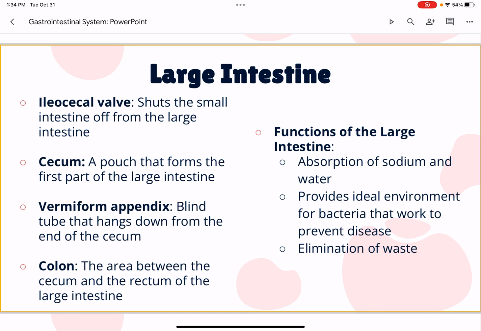On the left side of the abdomen, the descending colon turns downward. It empties into the sigmoid colon, which empties into the rectum. It ends in the anus, the opening for the elimination of feces. The word defecate means to expel feces. The functions of the large intestine include absorption of sodium and water, providing the ideal environment for bacteria that work to prevent disease, and the elimination of waste.